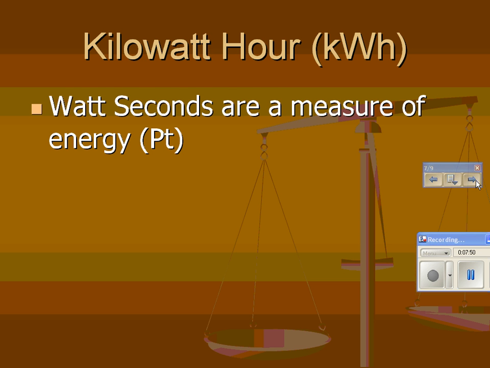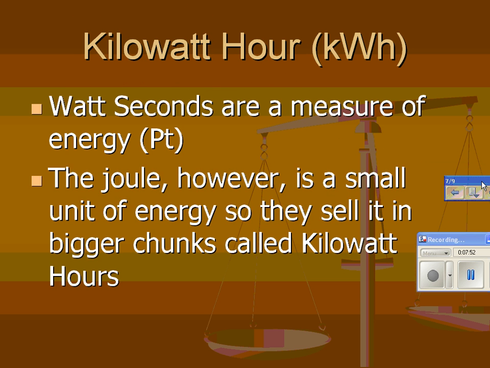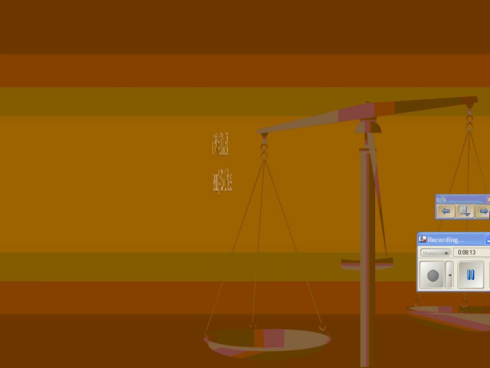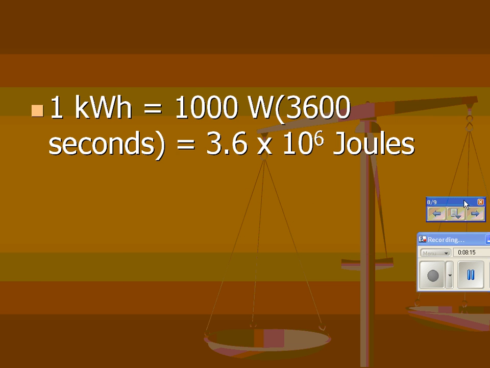And we use that unit because the joule is an incredibly small unit of energy, okay? So we buy our energy from the power company in a unit called a kilowatt hour, which is basically 3.6 million joules, okay? That's easy math. I think we did it earlier. It's 1,000 watts times 3,600 seconds. So 1 kilowatt hour is equal to 3.6 million joules of energy.